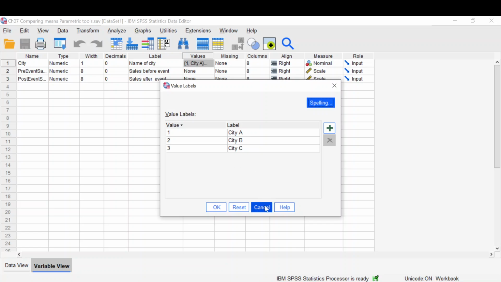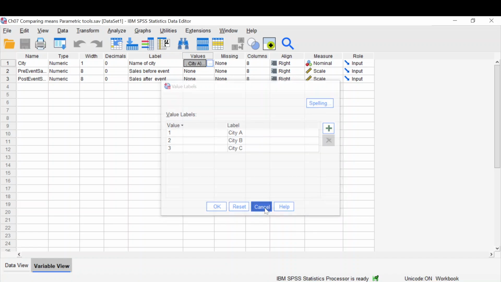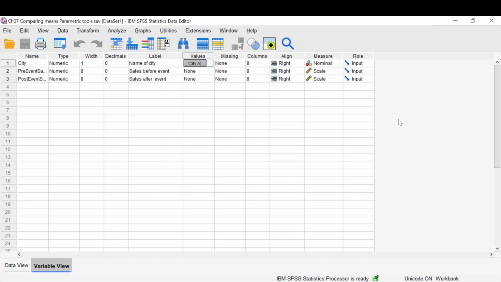Okay. So let's cancel that for a second and come back to our hypotheses, right? So our null hypothesis is there is no difference between city A and city B regarding after event sales. And our alternate hypothesis is there is a difference between city A and city B regarding after event sales. Okay, so how do we test that in SPSS?